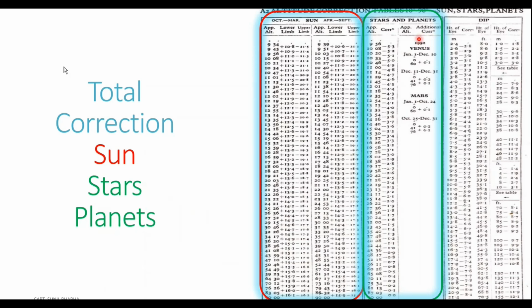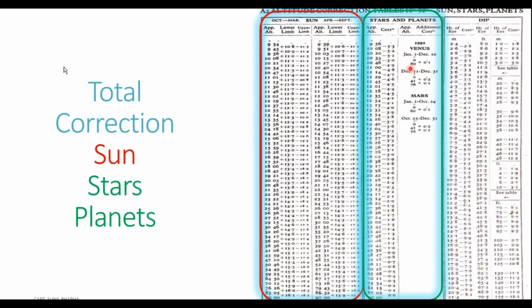In the second part of the table, this additional correction also has to be applied to these two planets, that is Venus and Mars. Now, how is this correction applied? You can see for every planet, say for Venus, they will give you a range of dates. The first part they have given January 1 to December 10.